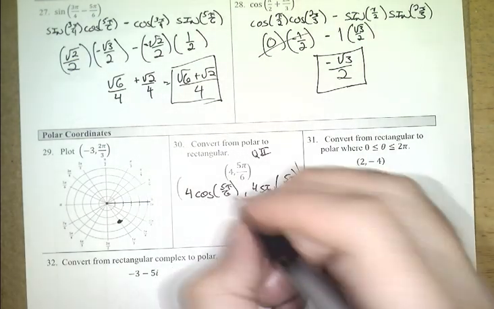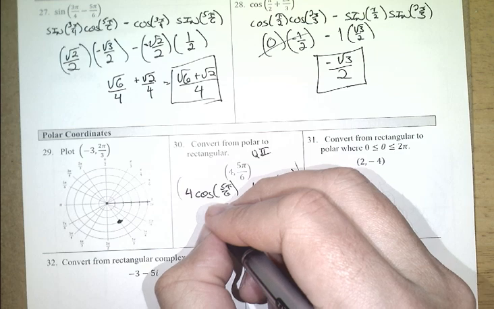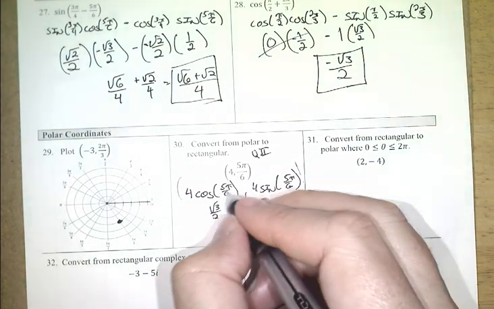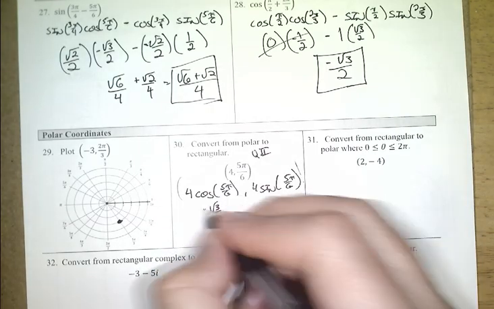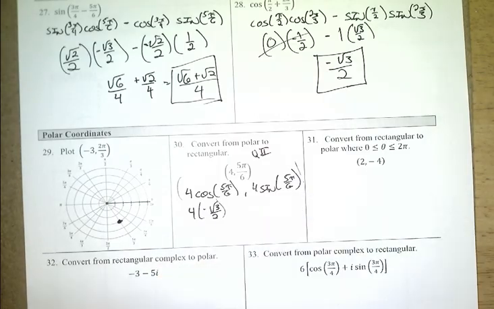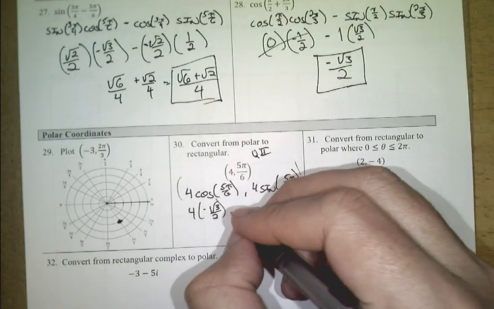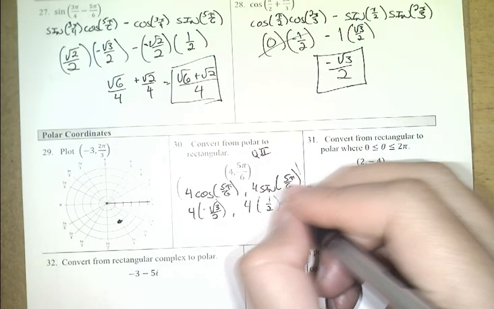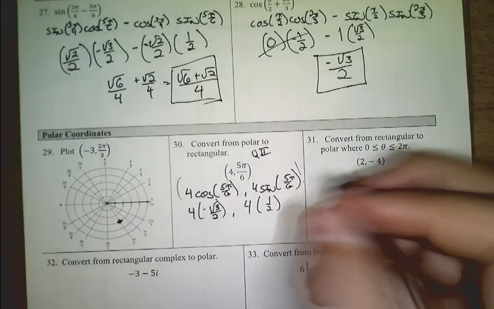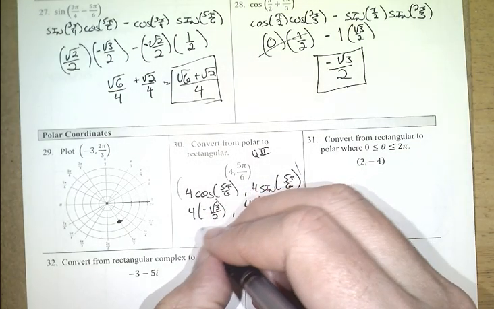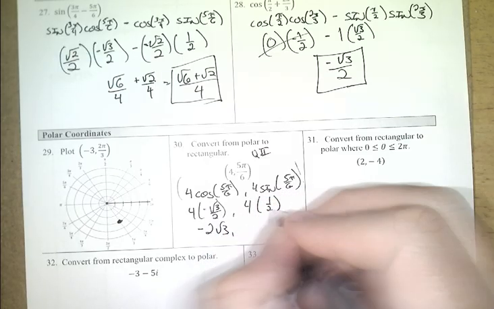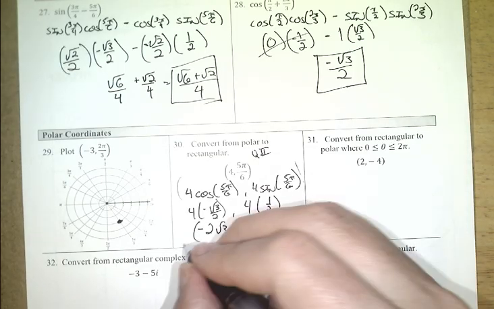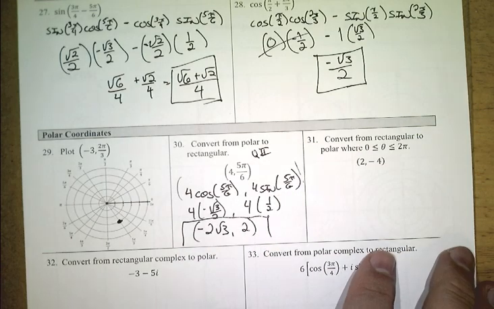Cosine of 5 pi over 6, all the over 6's are root 3 over 2. And this is in quadrant 2, so this will be a negative root 3. So 4 times negative root 3 over 2. And then all the over 6's for sine are 1/2. Quadrant 2, sine is positive and 1/2. So this becomes negative 2 root 3, 2. And there we go.